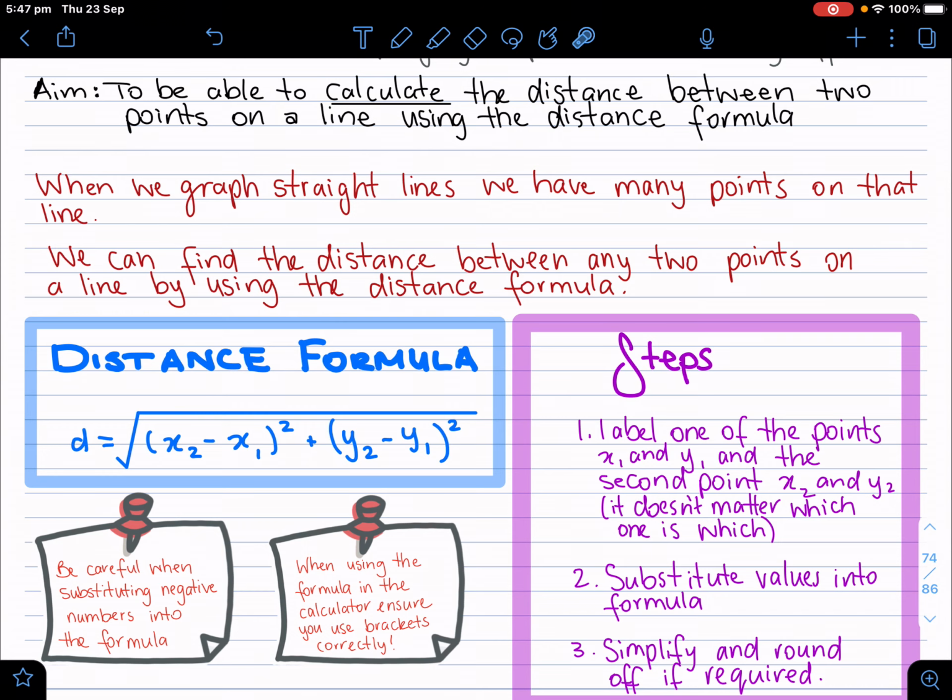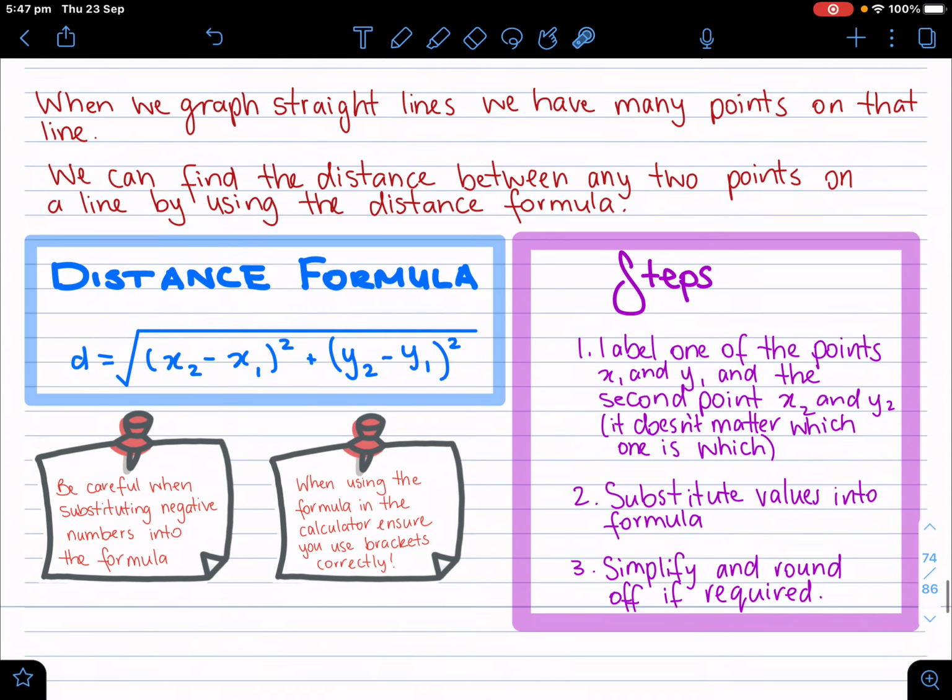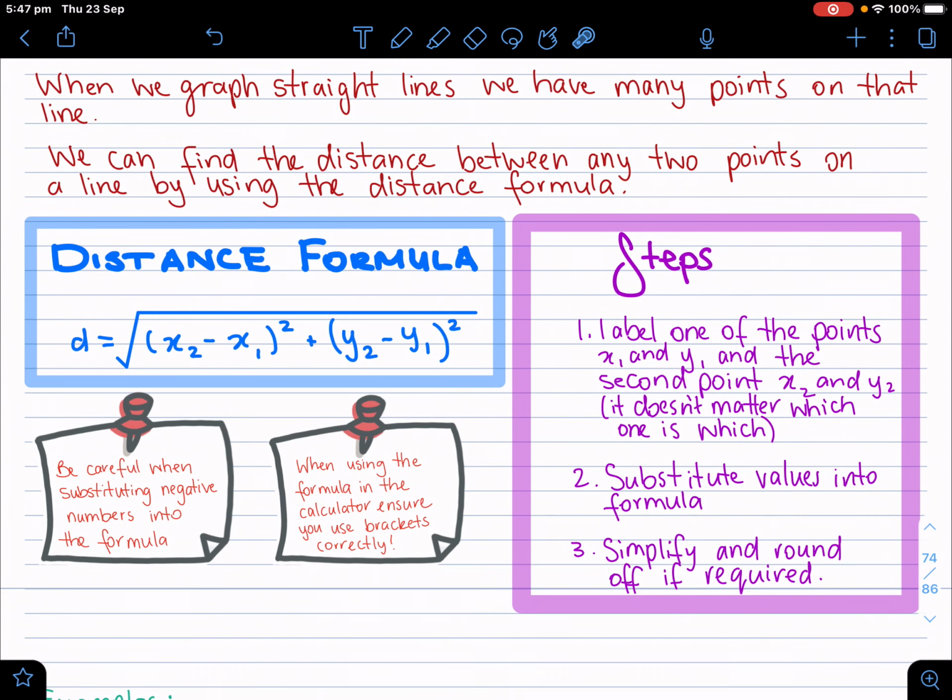So the distance formula is quite simple. Once you've done it a few times, it's very simple to do. So it may look a little bit confusing. Don't get overwhelmed by it. Let's have a look at what the distance formula is. Let's look at the things you need to look out for, the steps, and then we'll do a few examples and bring it all together.